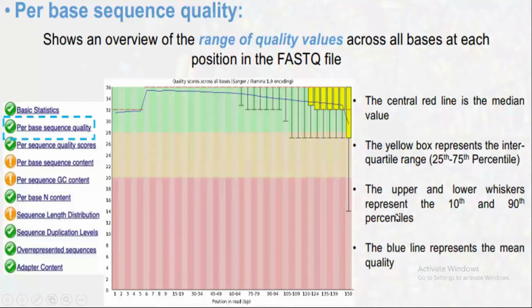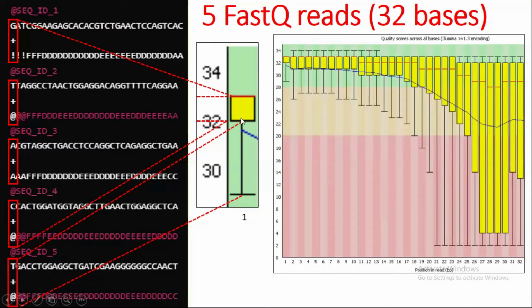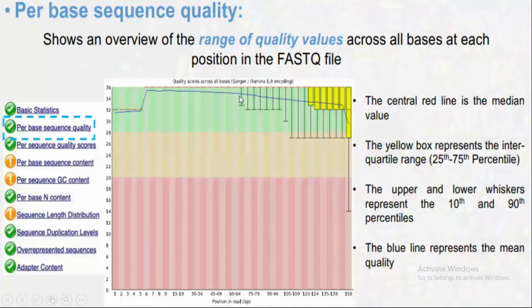Okay, so basically the central red line is the median value, and the yellow box represents the interquartile range, 25 to 75 percentile. So what I was telling you is that about 50% of your data is here. So about 50% of our sequences have good quality. For the first base, 50% of the bases have good quality.